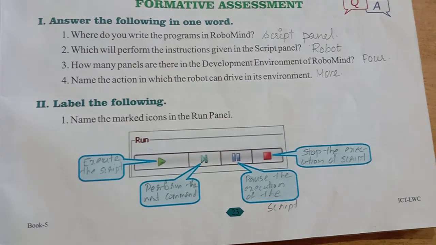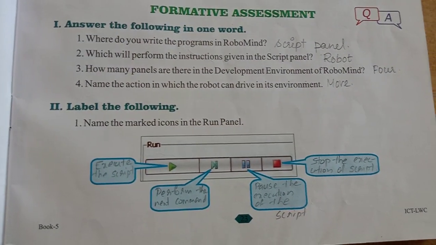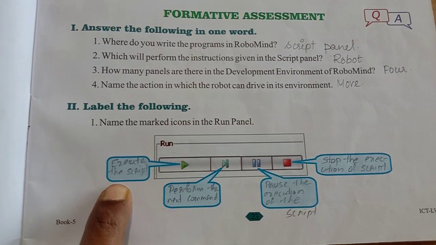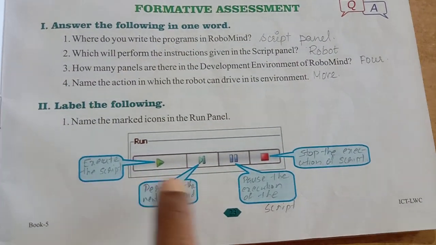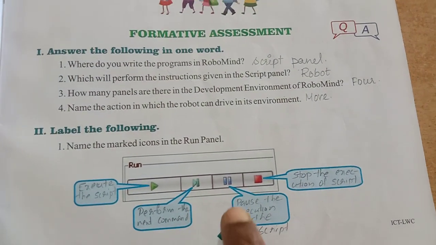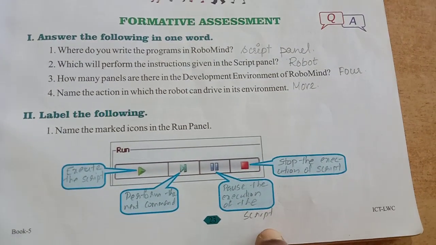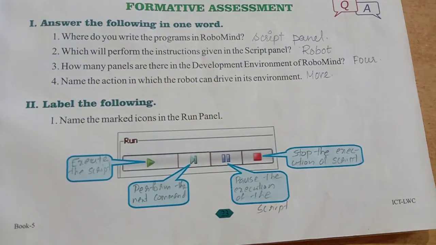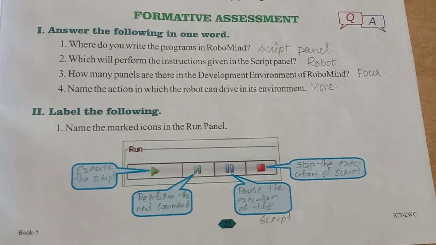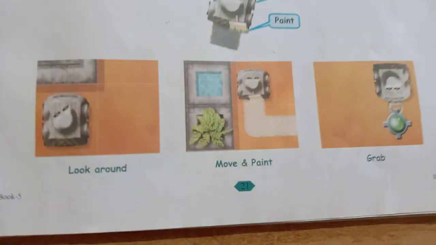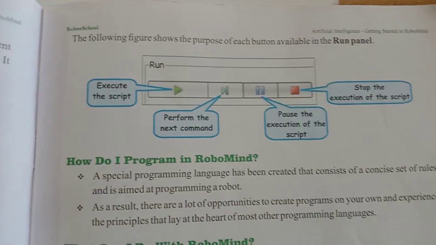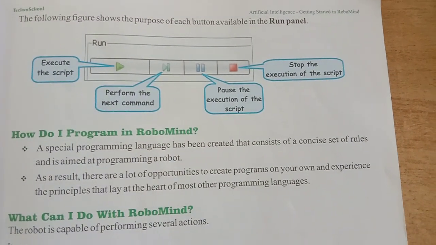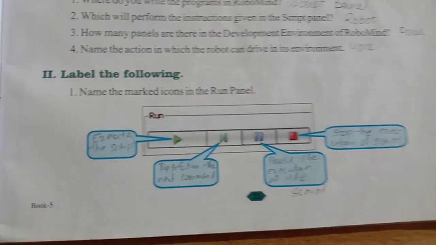Second main, label the following. Name the marked icons in the run panel. First is execute the script. Second is perform the next command. Third is pause the execution of the script. Fourth is stop the execution of a script. For this second main, if my handwriting is not clear, you can refer to page number 21. You have the answers clearly here. Okay, you can refer here and you can write the answers here.